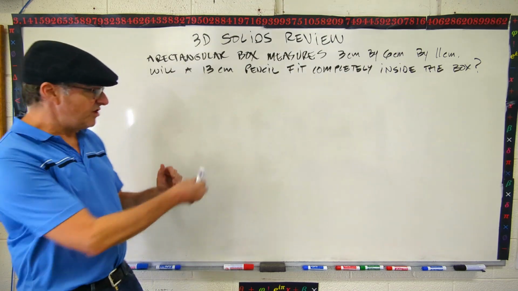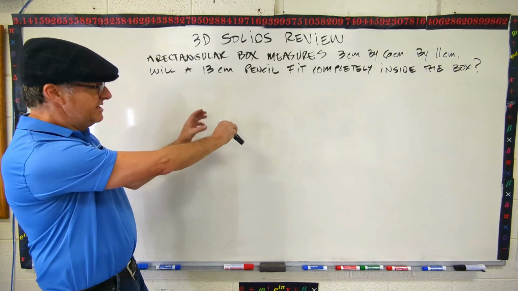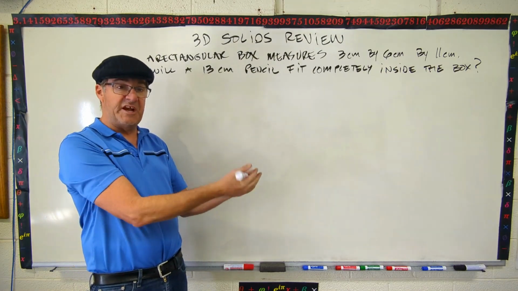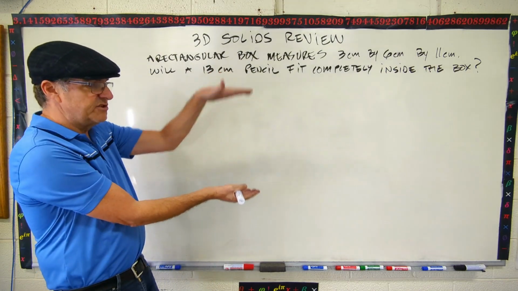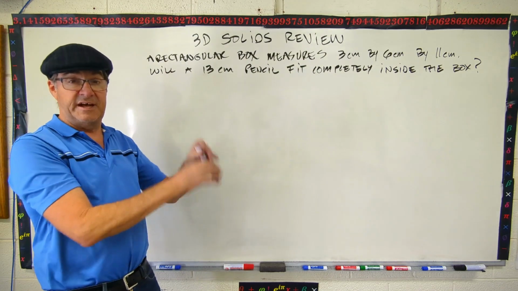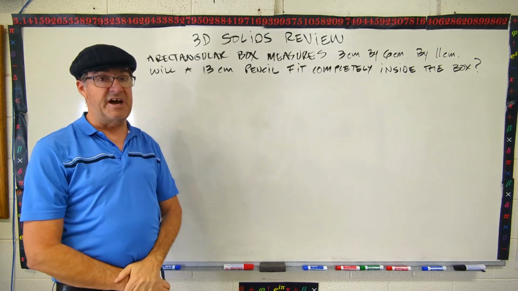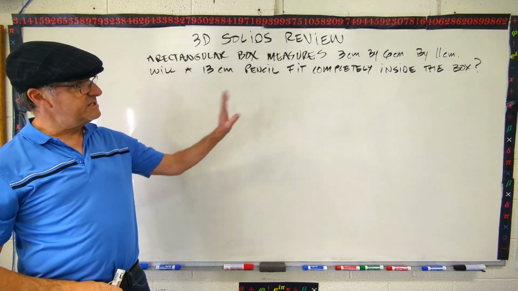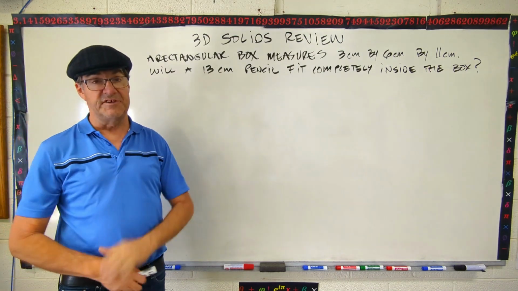Okay, so you've got to drop that pencil in the box and jiggle it around so that it has the greatest chance of fitting completely inside. Like imagine if there's a top, we needed to put it on the top and the pencil has to be completely inside. All right, so now I want you to pause the video and draw a diagram that's going to help you solve this problem.